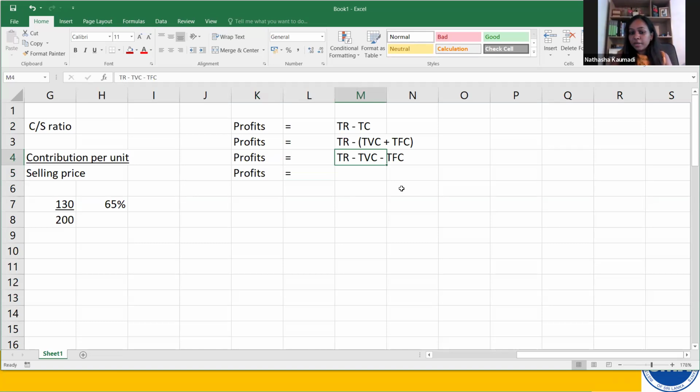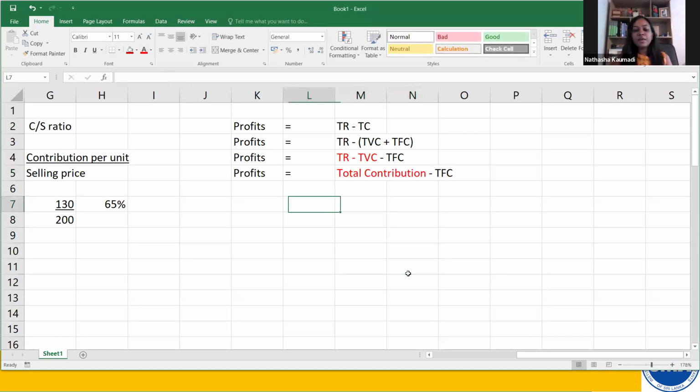Can you give me another term for this one? TR minus TVC. For this part, this red color one, can you give me another name, another term? TR minus TVC, what? Total contribution. Instead of TR minus TVC, you can write exactly total contribution. So I'm writing total contribution minus TFC. It's already there, TFC. So I wrote total contribution instead of TR minus TVC in the formula we know.